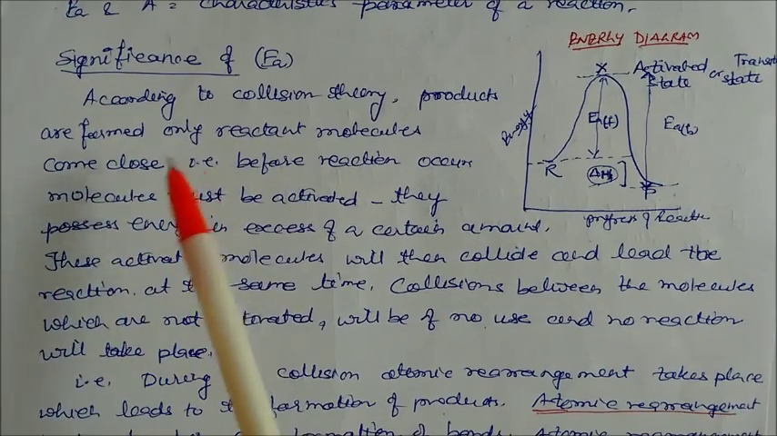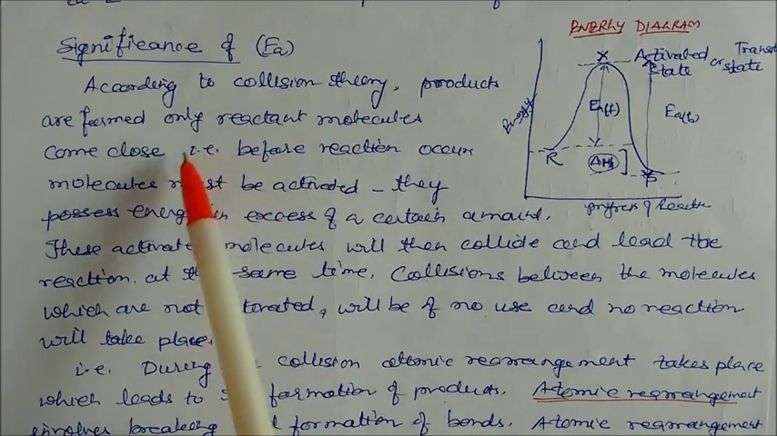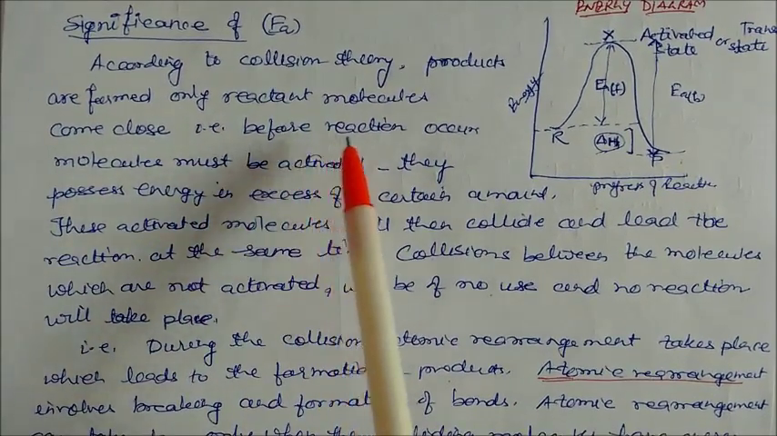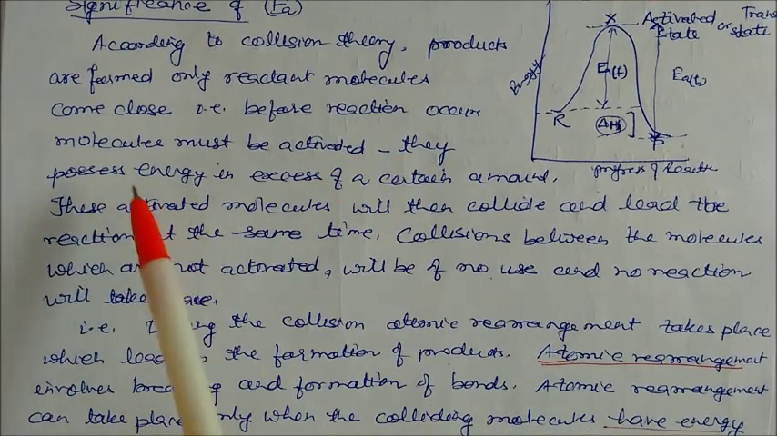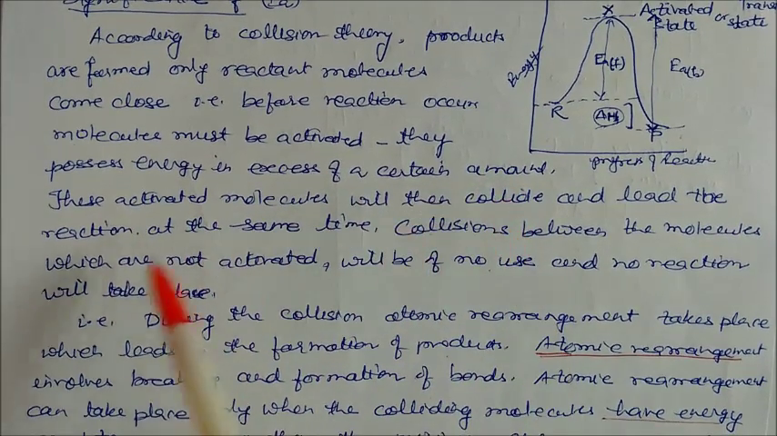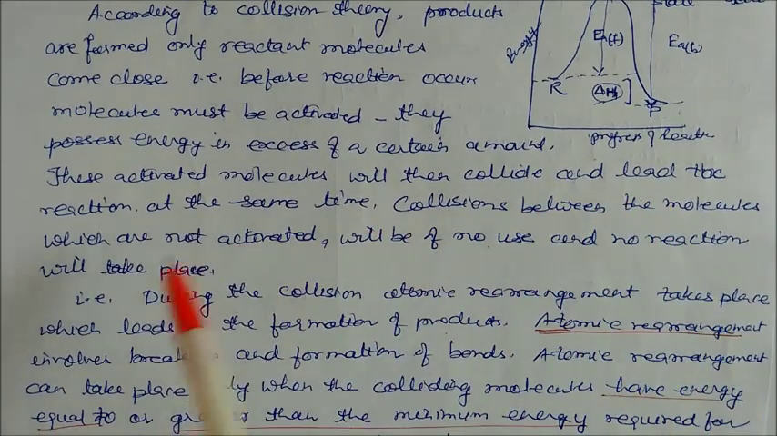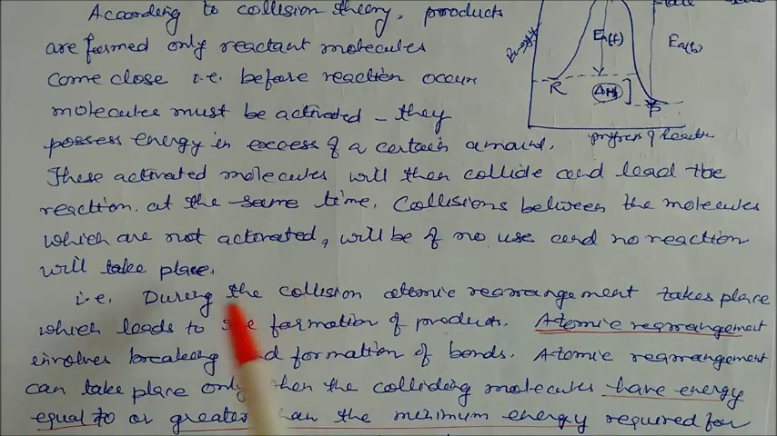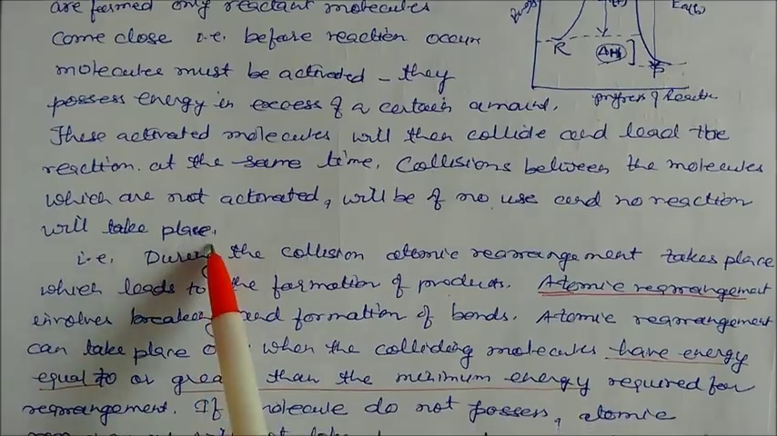What is the significance? According to collision theory, products are formed only when reactant molecules come closer. That is, before a reaction occurs, the molecules must be activated. How will they be activated? They possess energy in excess of a certain amount. These activated molecules will then collide and lead to the reaction. The collision between molecules which are not activated will be of no use, and no reaction will take place.